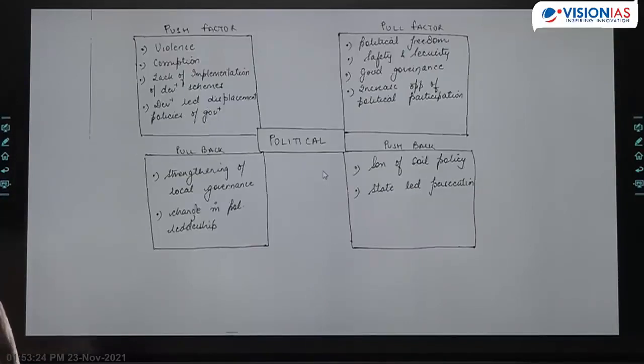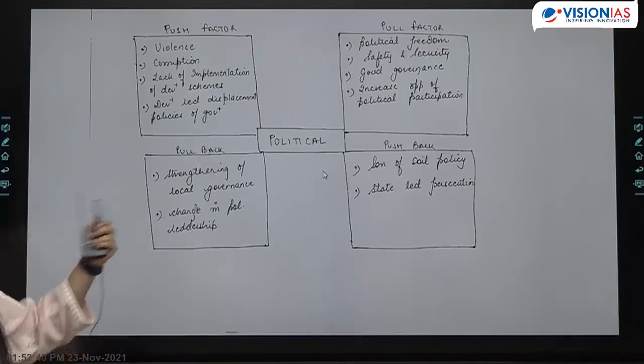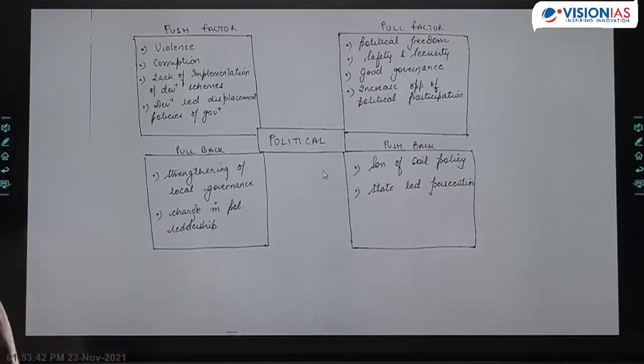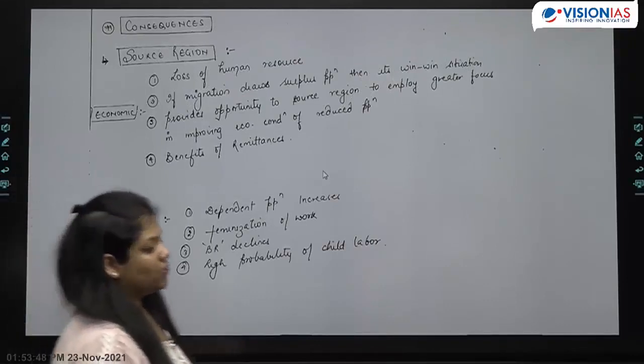Similarly, political factors. Is that clear? So violence, corruption, development-led displacement. Okay. Similarly, pull factors: you have political freedom, safety, security, good governance has been ensured. Then son of soil theory can be a pushback factor. Then change in political leadership, strengthening of local governance can be a pullback factor. However, the next thing that you talk about is consequences.